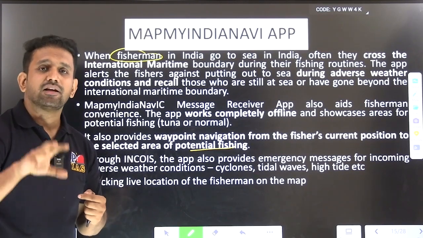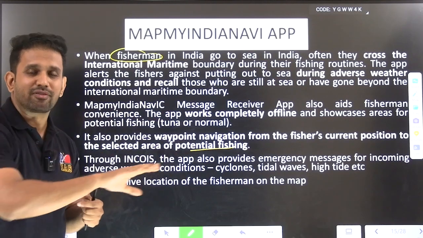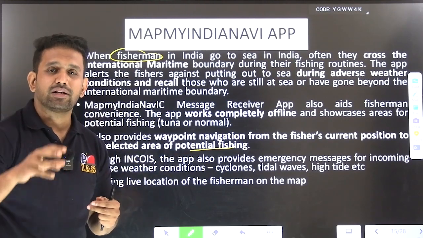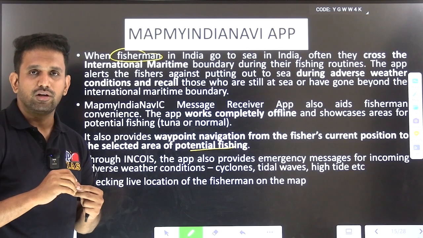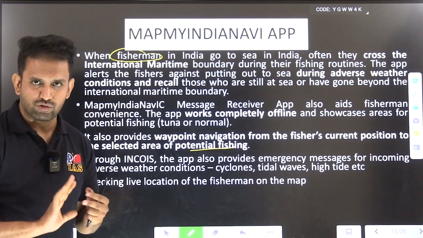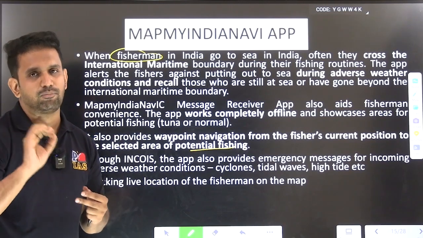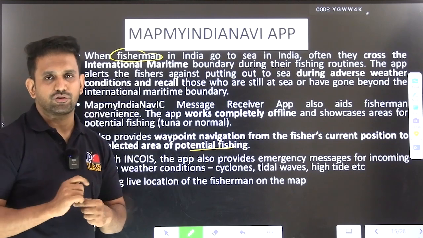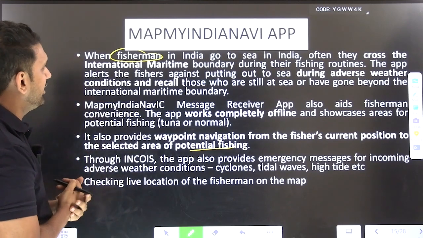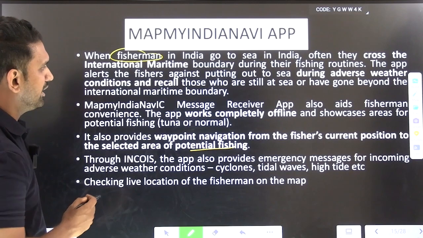So with the help of that, the fisherman need not waste a lot of time searching for the fish. The fisherman can save fuel by not roaming here and there, and will also not be lost. This is the main important application of the Map My India Navic app. Okay, so that is what it is.